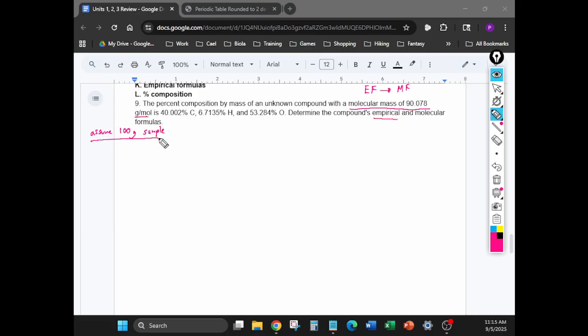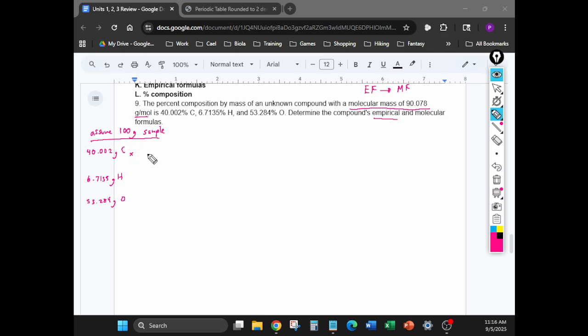And then you're going to take your percentages and turn that into grams. So 40.002 grams of carbon, 6.7135 grams of hydrogen, and 53.284 grams of oxygen. Okay, the reason why we do the 100-gram sample is because it's just an easy way to turn the percentage into grams, because if it's 40% of 100, it's 40.